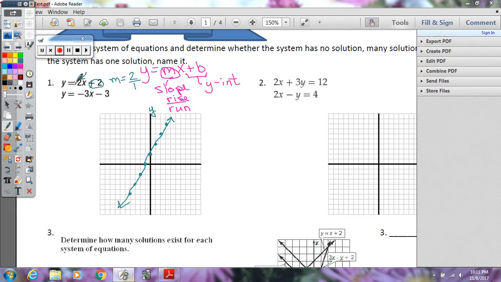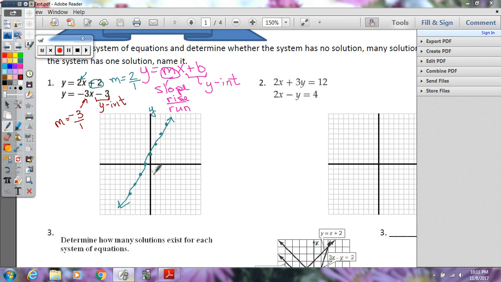Now, we graphed the first one. Now we come in and graph this next equation. Guys, it's y equals negative 3x minus 3. So this time we know our y-intercept is going to be negative 3, and our slope is actually going to be negative 3 as well. But remember, if our slope is negative 3, we're going to put that over a 1 so that we have our rise over run. Now, whenever you graph, you start with the y-intercept.